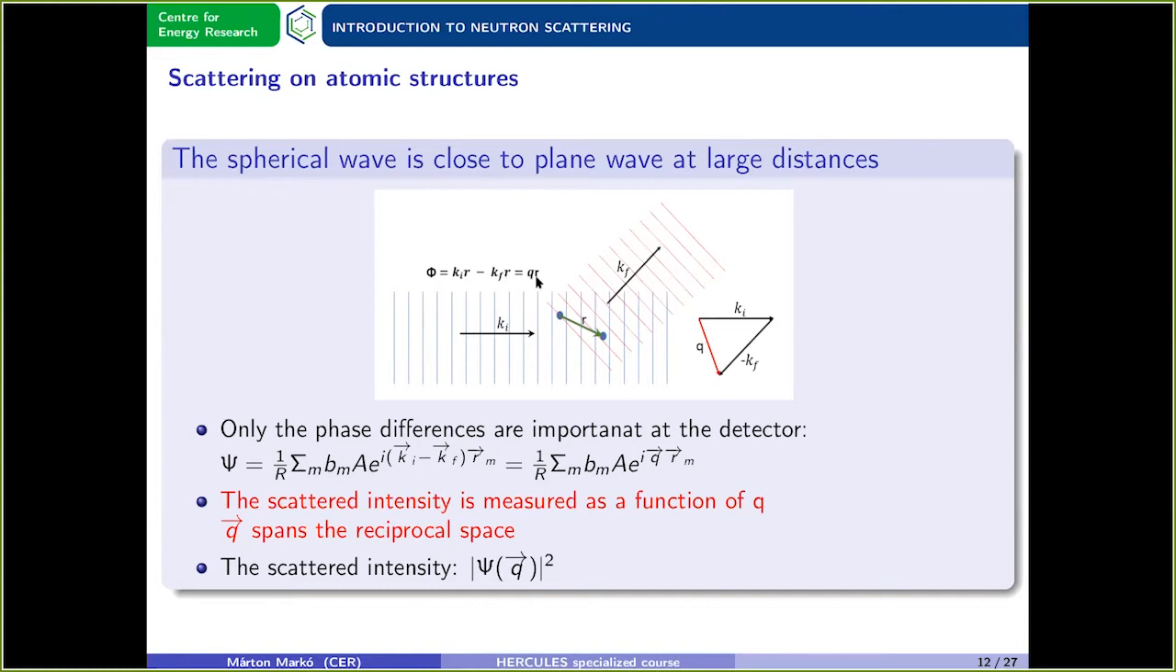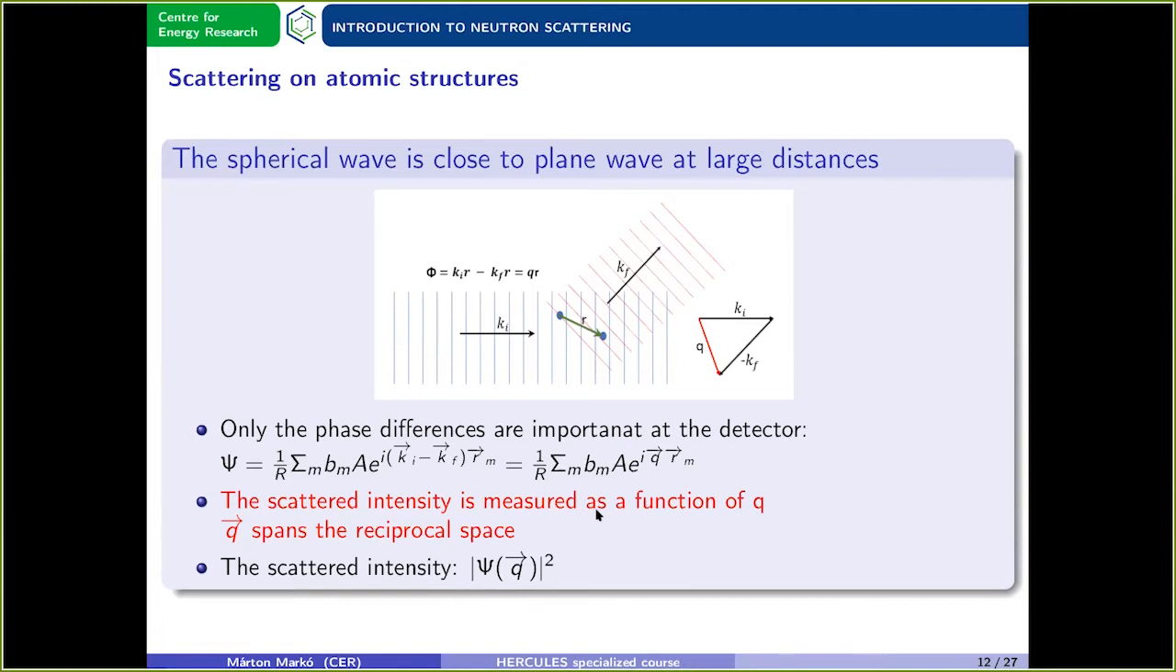And we can rewrite it by writing QR, where Q is the momentum transfer. So this is the wave number of incident neutrons, outgoing neutrons, and Q is just the difference between them. And what we see, the wave function will be just the sum of the scattered waves with the given phase. So B is the scattering amplitude, and this is the phase change. And in a shorter form, here we see the scattered amplitude.